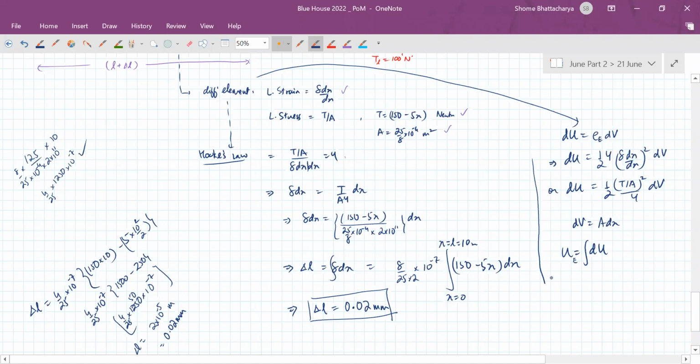So this is a repeat of what we had done last time, only this time the tension is a slightly different kind of linear function. There it was mgx by L at a distance x from the top. Here it is a linear function like this. It is 150 minus 5x.